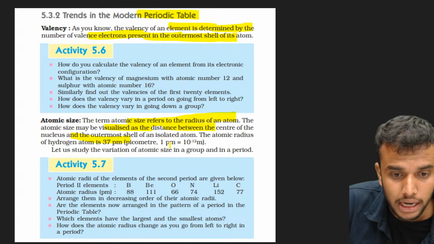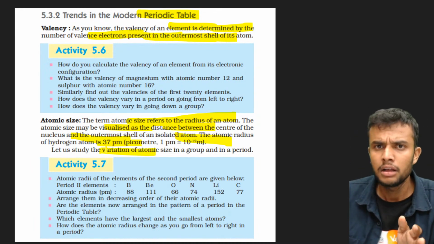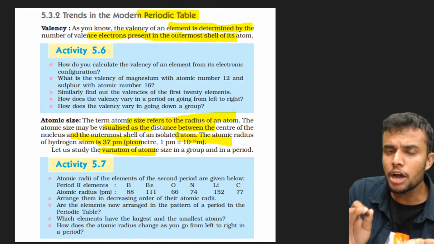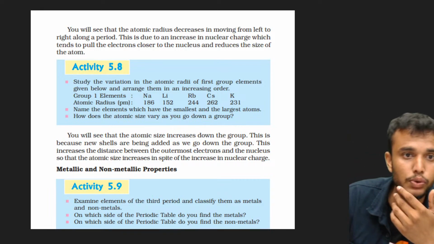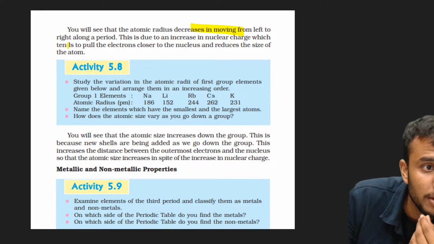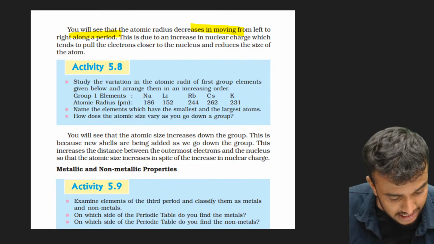Then atomic size. What happened? Isolated atomic radius, we already know. Along a period, what happened? Along a period, the atomic radius decreases from left to right, but down the group the atomic size increases. From left to right, the atomic size decreases.